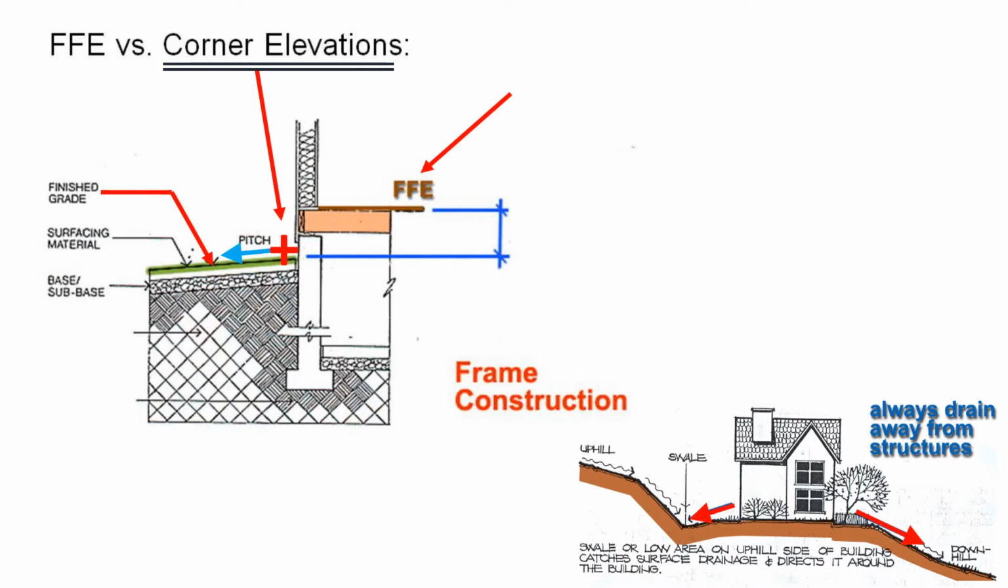Okay? For wood-framed buildings, the elevation difference between FFE and the corners should fall within the range of 6 to 18 inches, meaning the corner elevation should be at least a minimum 0.5 feet, but at the maximum 1.5 feet below the FFE. Now, why this range of 6 to 18 inches difference? There are more reasons than you want to hear about.